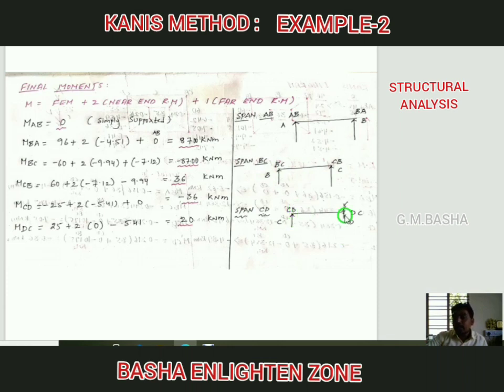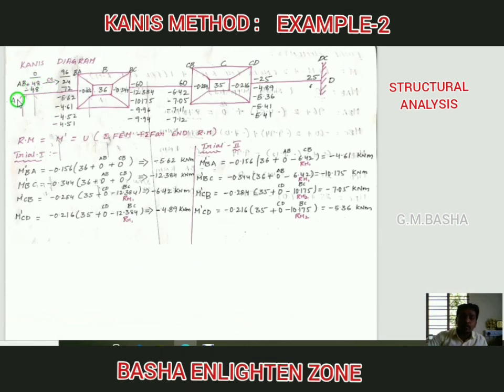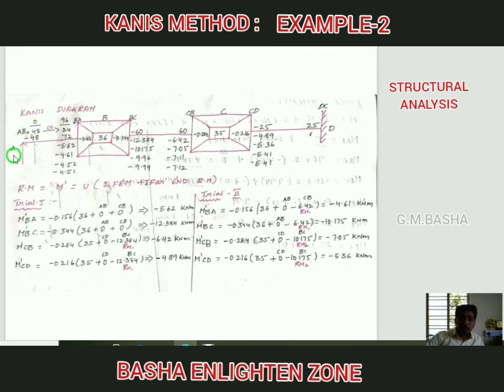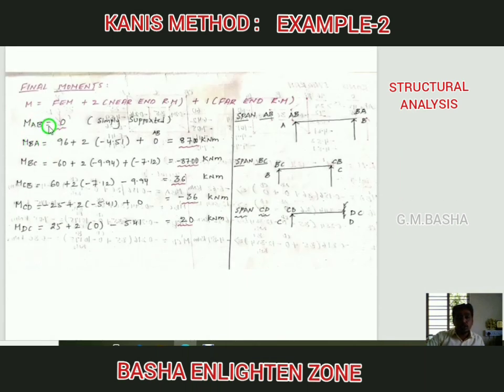For CD, DC is the far end, and for DC, CD is the far end. You can divide the spans individually and calculate each one, then your final moments will be very easy. So then go to the formula. Final moment for M_AB: the final moment at end A will be 0 because of the simply supported end, so M_AB equals 0.